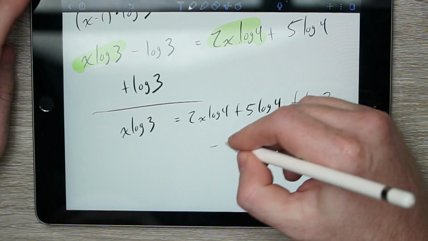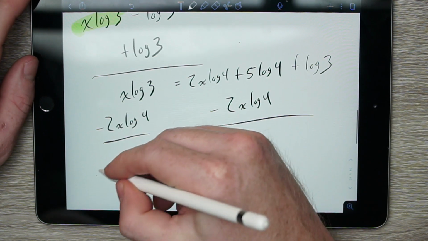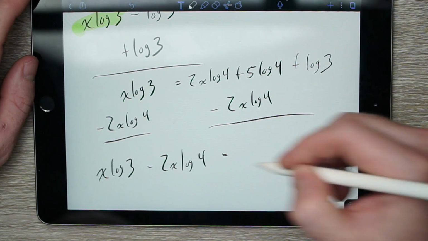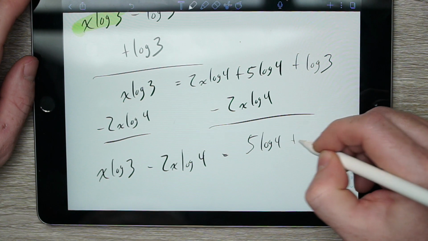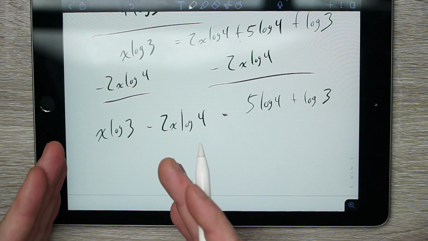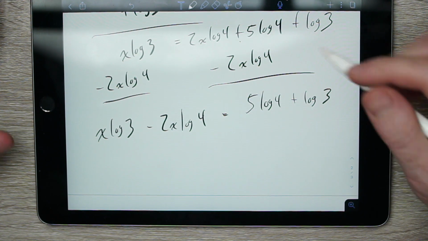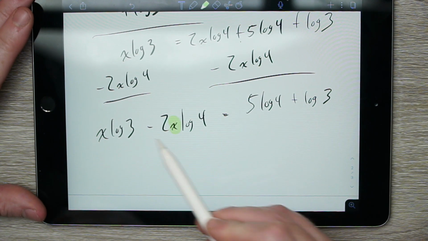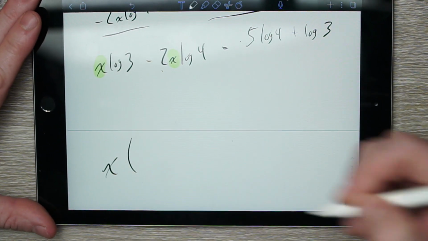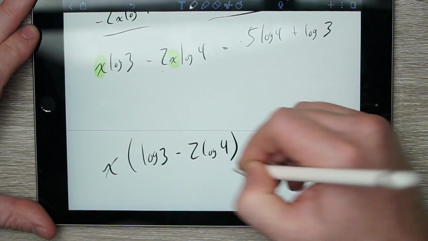So now I'm going to subtract 2x log 4 from both sides. Then we end up with x log 3 minus 2x log 4 equals 5 log 4 plus log 3. So now we have the x's on one side and numbers on the other. Okay. So that's good. And here's the main reason why it's good. Because now we have an x in each one of these terms, we can pull that out to the front. We say x times log 3 minus 2 log 4.